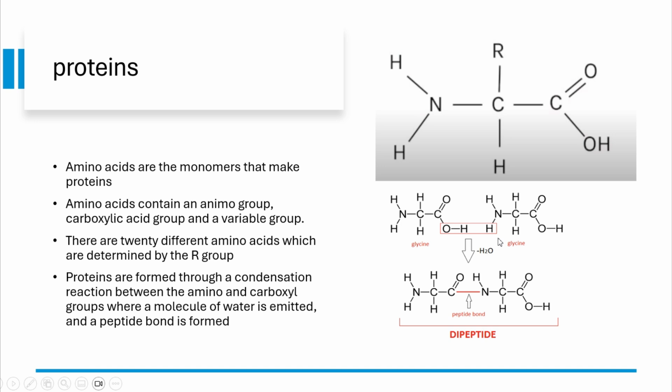Yeah, so as you see, these two glycines are forming a dipeptide. What's going on here is that the OH of one and the H of the other are moving together and getting emitted to make H2O. That's a condensation reaction. And there's going to be a peptide bond now between the C and the N. So the chemical bond for dipeptide formation is called a peptide bond. Little recap: we had glycosidic bonds for glucose, ester bonds for fats, and peptide bonds for proteins.